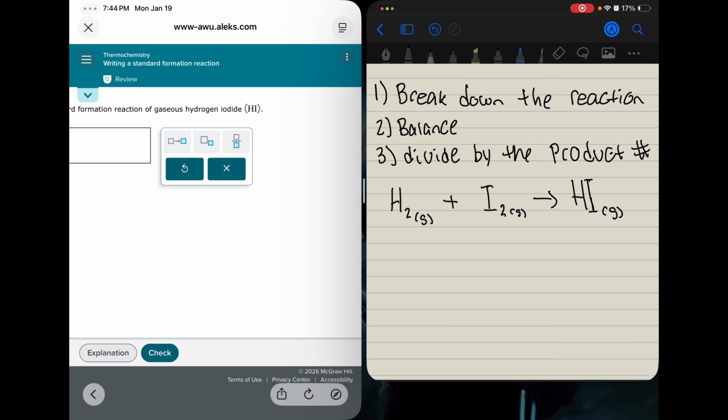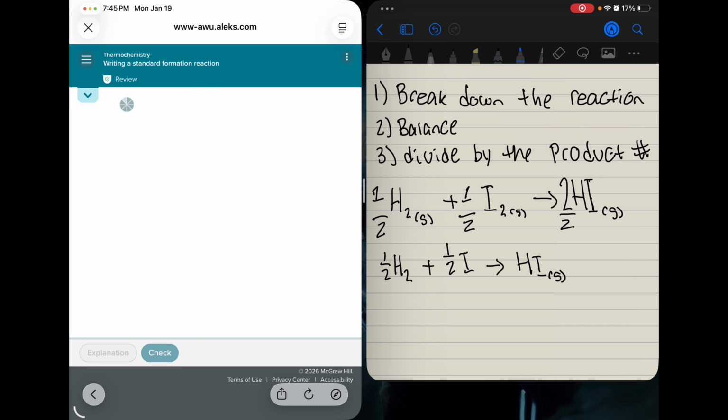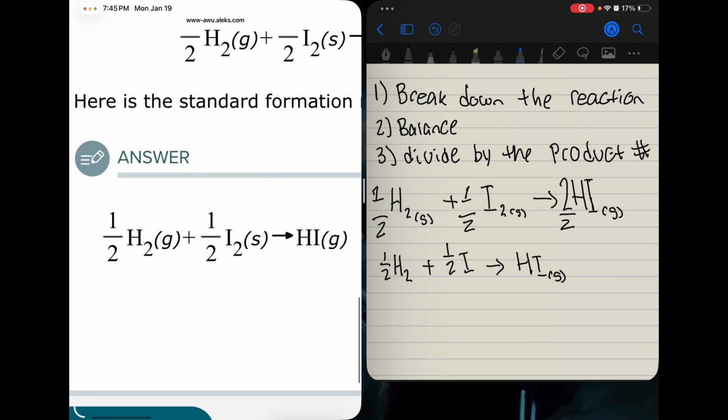So first things first, obviously, we have to balance. So we have to put a 2 here. And then now the H is balanced and the I is balanced. So we have to divide by 2, 2, 2. Remember, assume these are 1. And our answer will be 1/2 H2 plus 1/2 I2, which gives us HI. And we're going to see that our answer is exactly that.